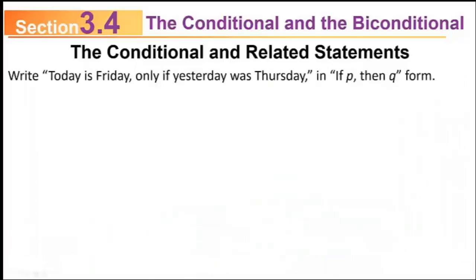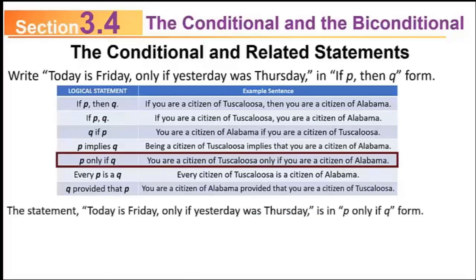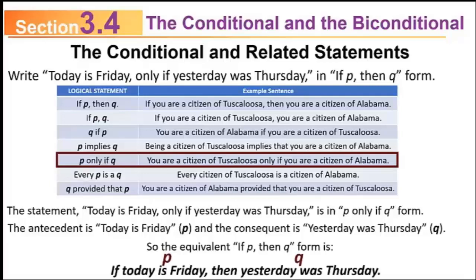Now let's write today is Friday only if yesterday was Thursday in if P then Q form. Looking back at your chart, you can see that the third one from the bottom is P only if Q. So that tells you that today is Friday is the P part, which is the antecedent, and yesterday was Thursday is the Q part, which is the consequent. So I can convert it back easily into the if P then Q form by saying simply if today is Friday, then yesterday was Thursday. It's a really very straightforward process.